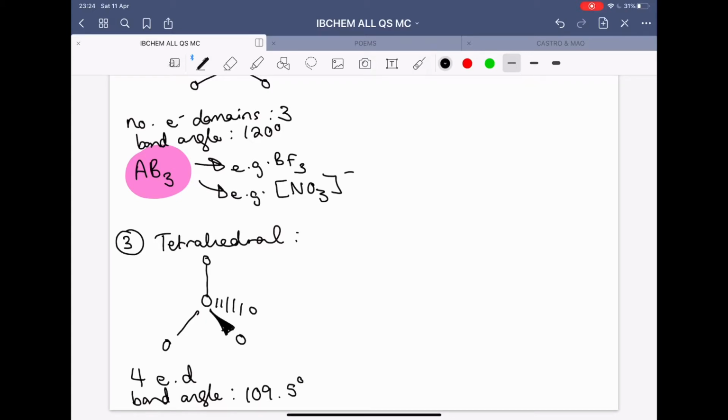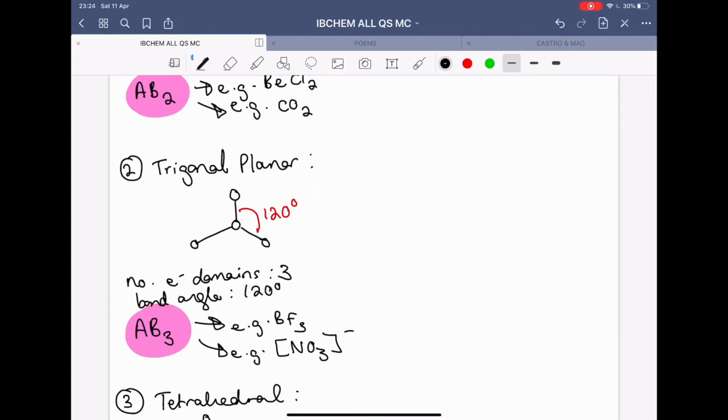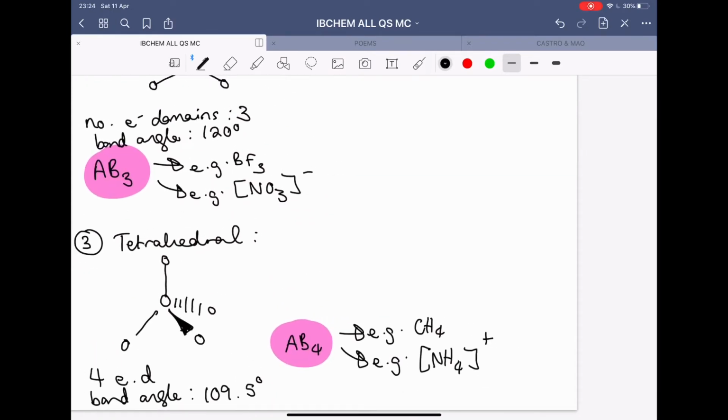Again, just memorize that. They're not going to give it to you in your exam. The basic structure of the molecule is AB4, and some examples are CH4 and NH4+. Again, just memorize everything here.